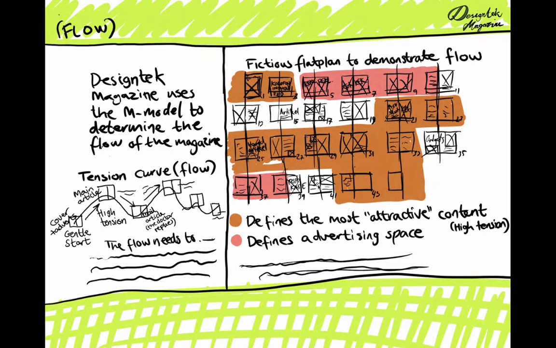So having a flat plan describing the flow is a good idea when building up a magazine, so other creators later on, if they're supposed to make another edition, know where the different articles are located based on purpose inside of the magazine.